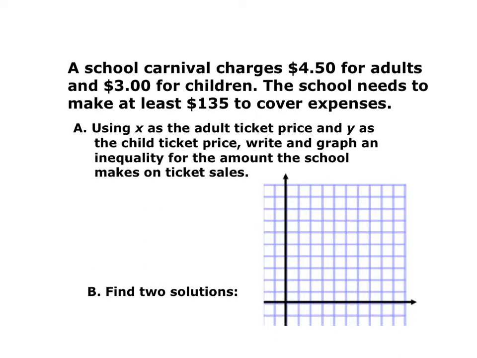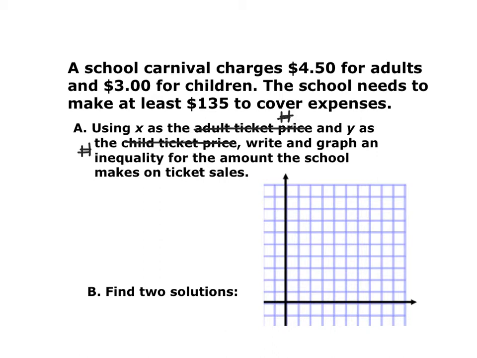The problem says a school carnival charges $4.50 for adults and $3 for children. The school needs to make at least $135 to cover expenses. So we're going to let X be the adults and Y be the children. This should be the number of adults, not the price. We already have the price, right? This should be the number of children, not the price. These are both quantities. We already have the prices. It says write and graph an inequality.